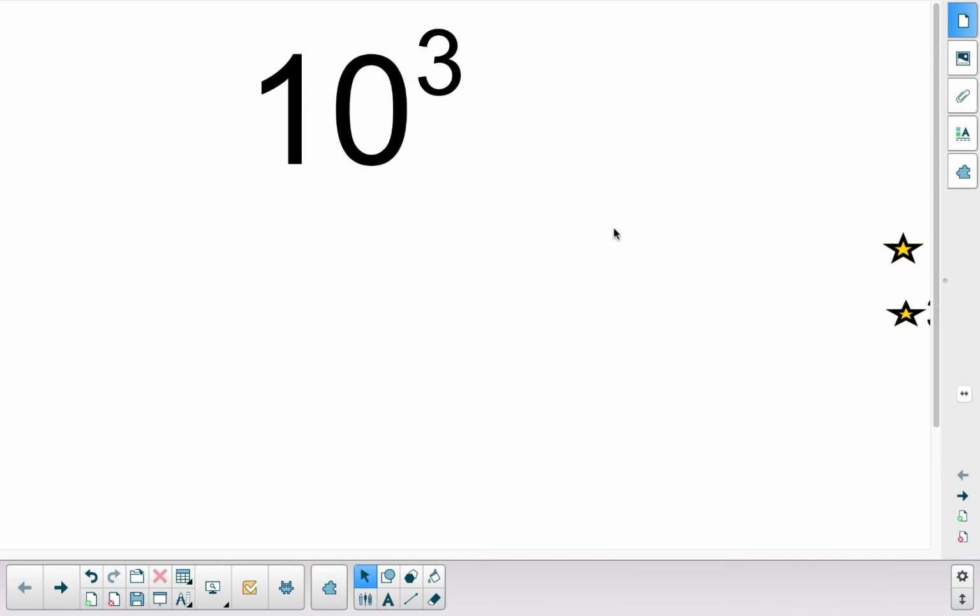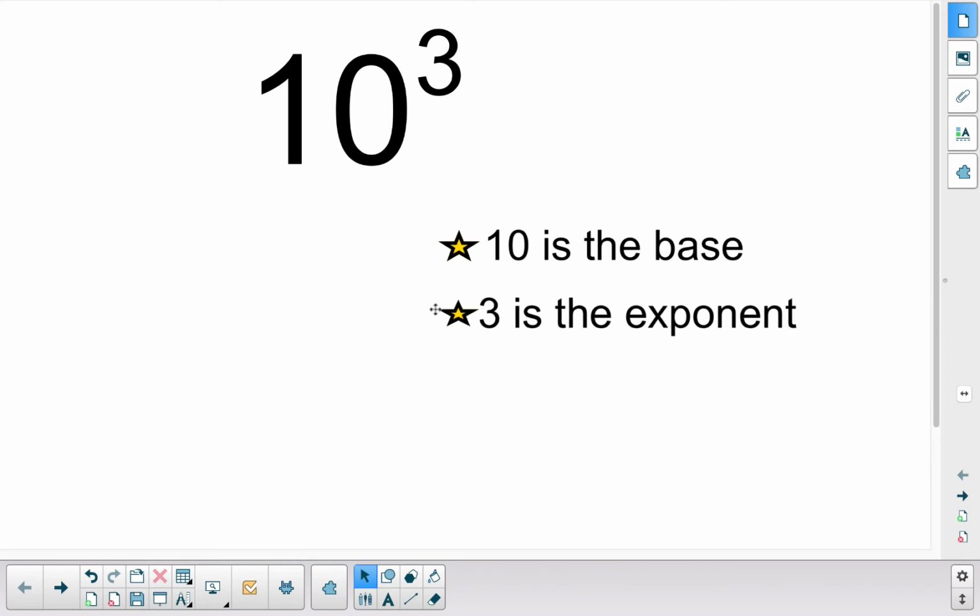Hey, what's up, everybody? So this number right here is pronounced 10 to the third power, or 10 cubed. And we call the whole thing a power. You heard me say 10 to the third power. And there's two parts. The 10 is what we call the base. The 3 is what we call the exponent.